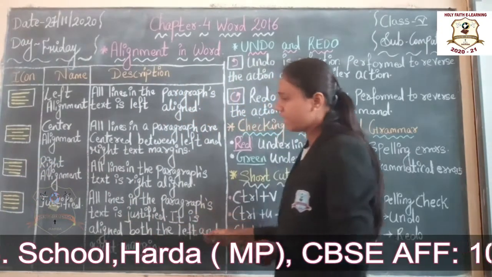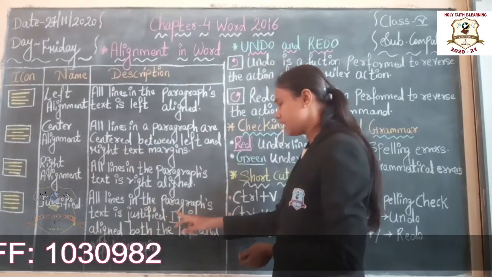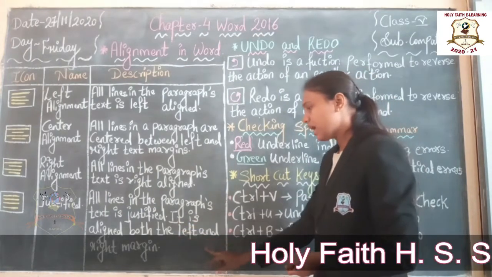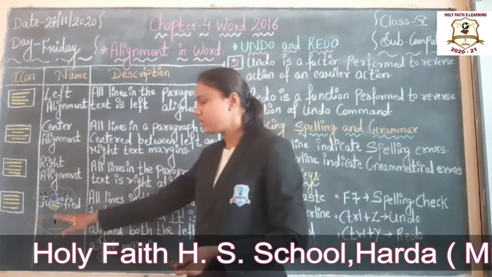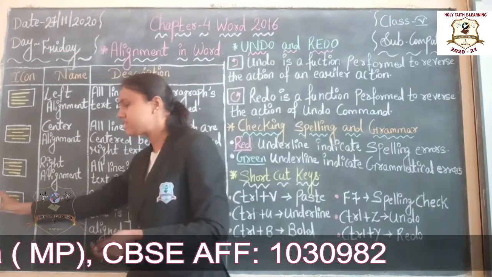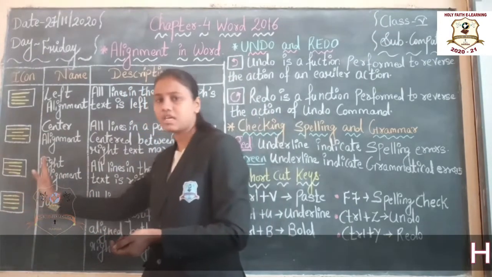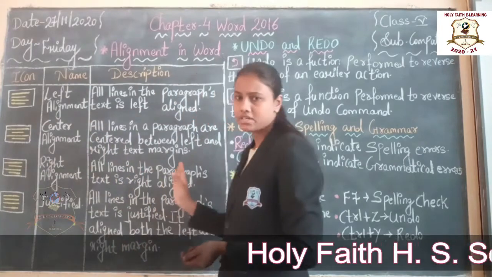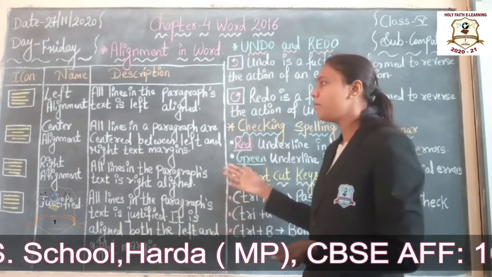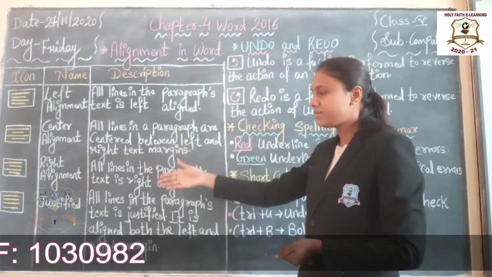Next, number 4 is justify. When you click on justify, all lines in the paragraph text are justified. It is aligned to both the left and right margin. All the lines in the paragraph will be the same from the left and right margin. So by using the alignments, you can change the look of your paragraph, according to left alignment, center alignment, right alignment, and justify.